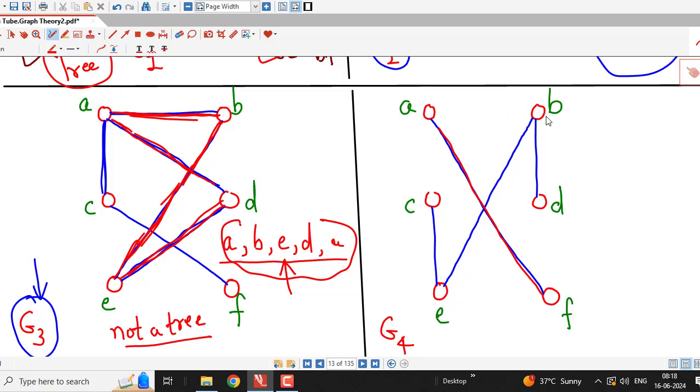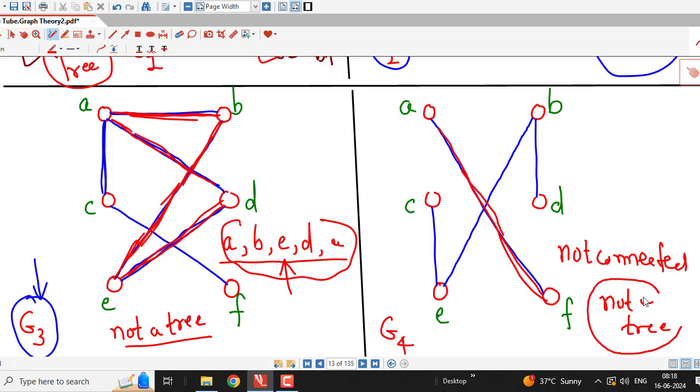But we cannot reach B from A or A from B, because from A we have an edge up to F, and from B we can go up to E or C. But there is no path between A and B, therefore this is not connected, and therefore it is not a tree. G4 is also not a tree.